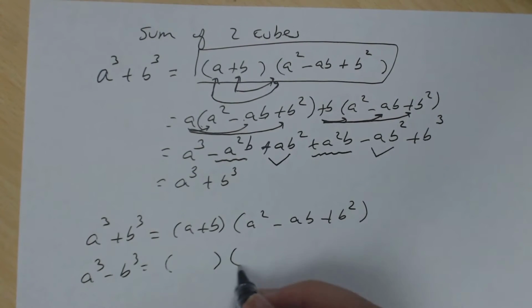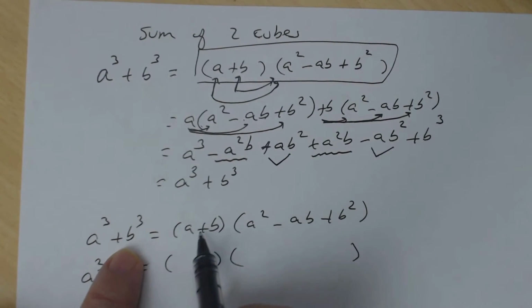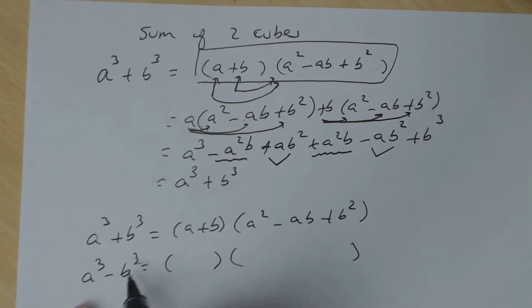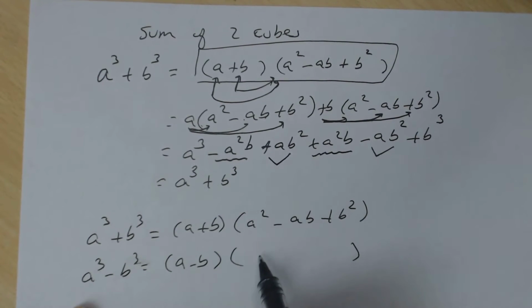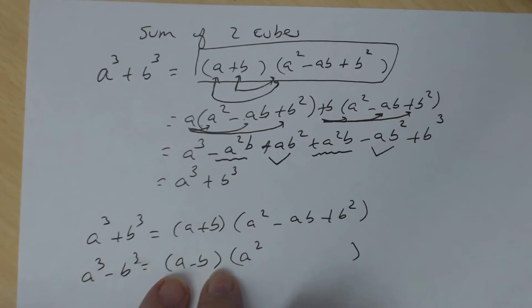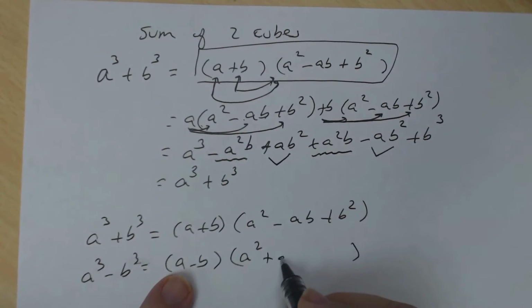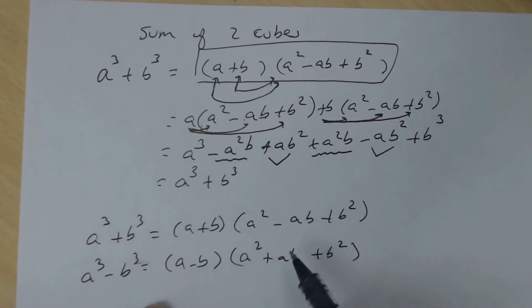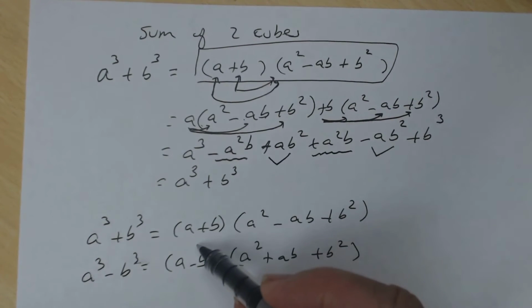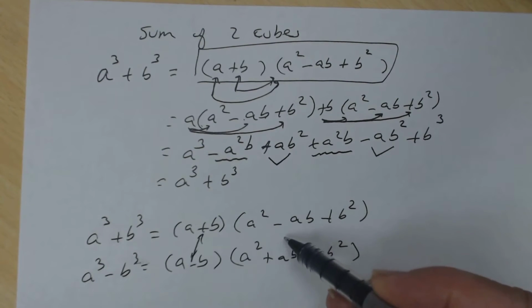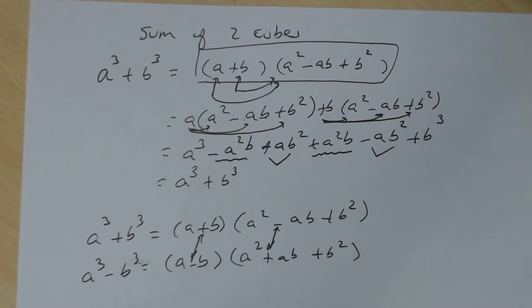So remember, it's a binomial times your trinomial. When I factored the sum of two cubes, this is a plus b, that's your binomial. Here, remember, that was a minus b. And then when you factored it, you got a squared for the first term of your trinomial, except remember that if this is a minus b, then this will be a plus symbol. So it'll be plus ab and then plus b squared. So the only difference between these two formulas is the signs of the binomials and the signs of the second term of the trinomials. Everything else stayed the same.